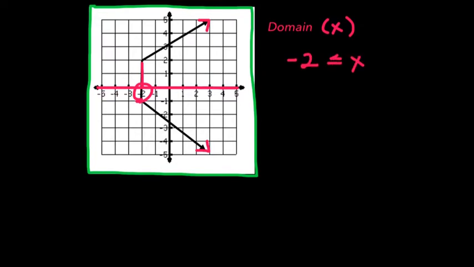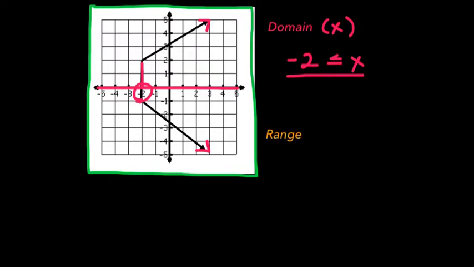There's no maximum number here, so that's why there's no other side to this domain. It's simply just what is written here: -2 is less than or equal to x. That means x can be any number greater than or equal to -2, as the graph shows.